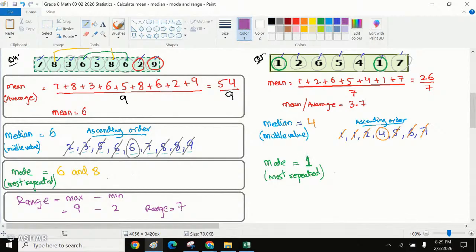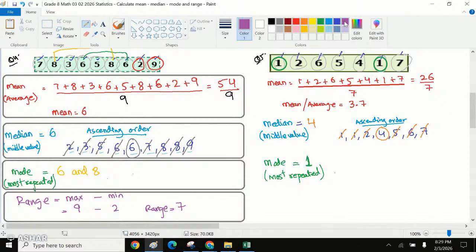And the last part. Good morning, Shen. What we are doing is we are doing mean, median, mode, and range. Mean is the average. We add all the numbers together and we divide it by the quantity of numbers. In this case, the total, when we add the numbers, it comes out to be 26. And there were 7 numbers. 26 divided by 7 gives us an average, that is 3.7.